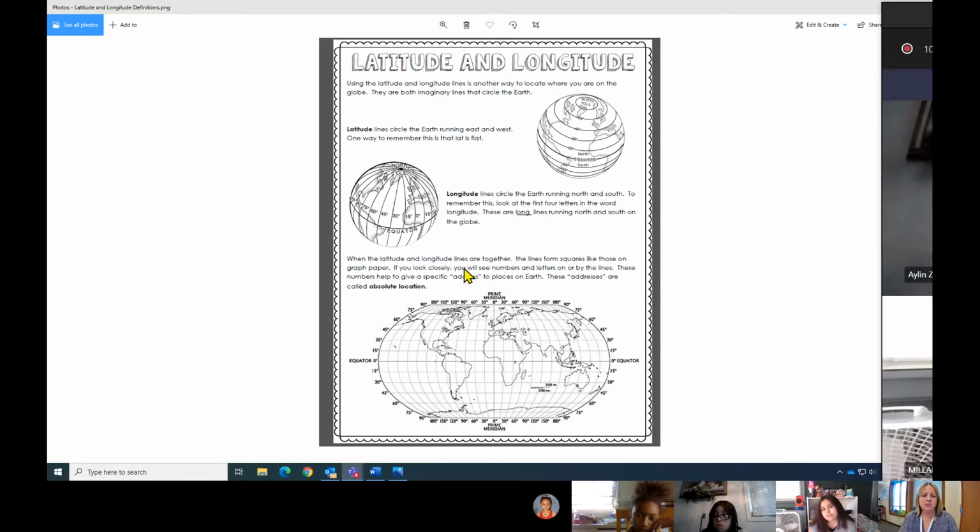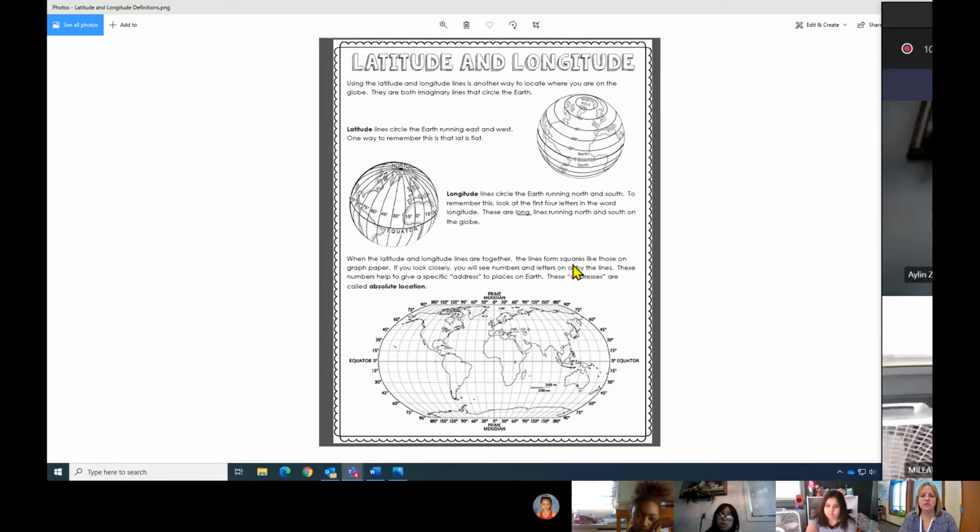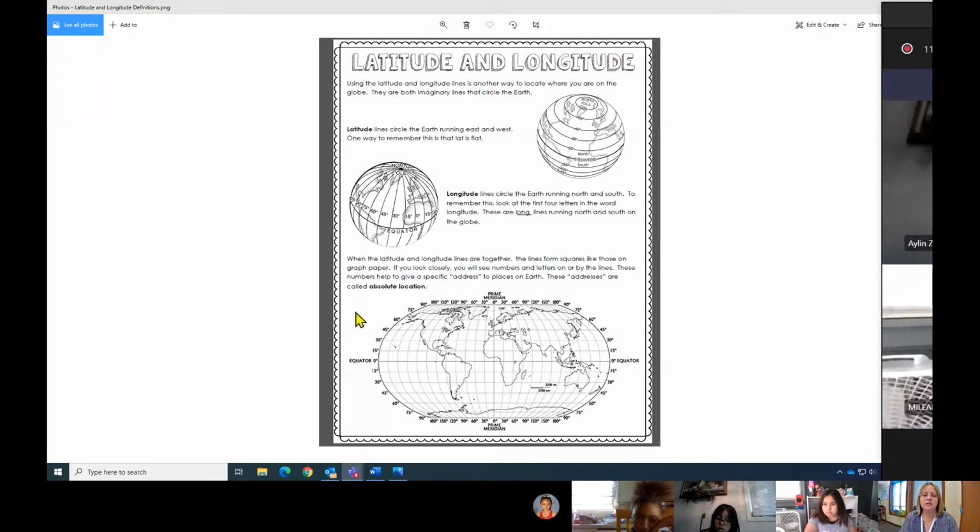When the latitude and longitude lines are together, the lines form squares like these on the graph paper, okay? If you look closely, you will see numbers and letters on or by the lines. These numbers help to give a specific address to places on Earth, and these addresses are absolute location.